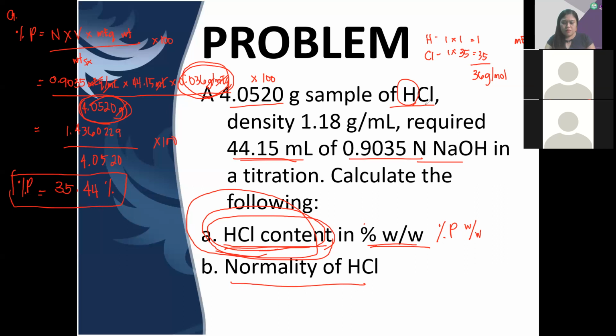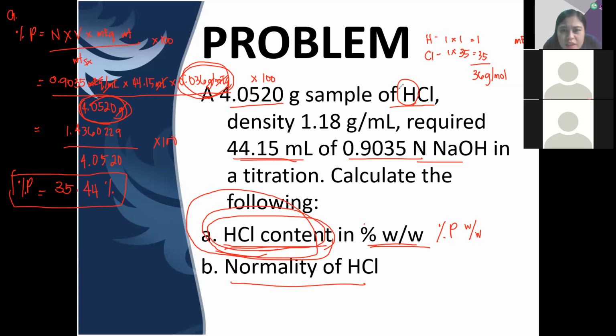Forty-four times 0.9, 35, 11.62. Yeah, 11.62. We will be using C1V1 equals C2V2 here. Let me check. 11.62. Yeah, C1V1 equals C2V2. 17.72. That is for letter A.